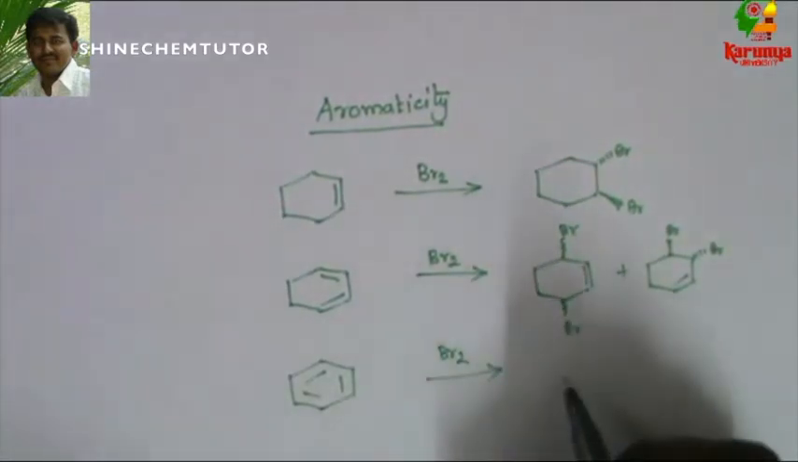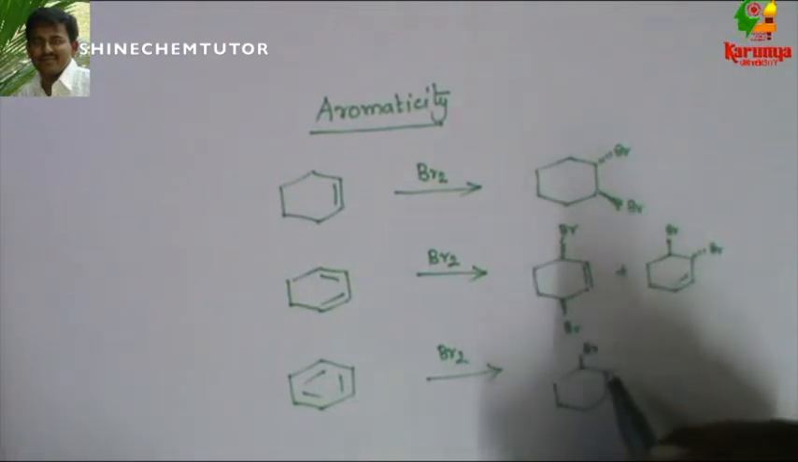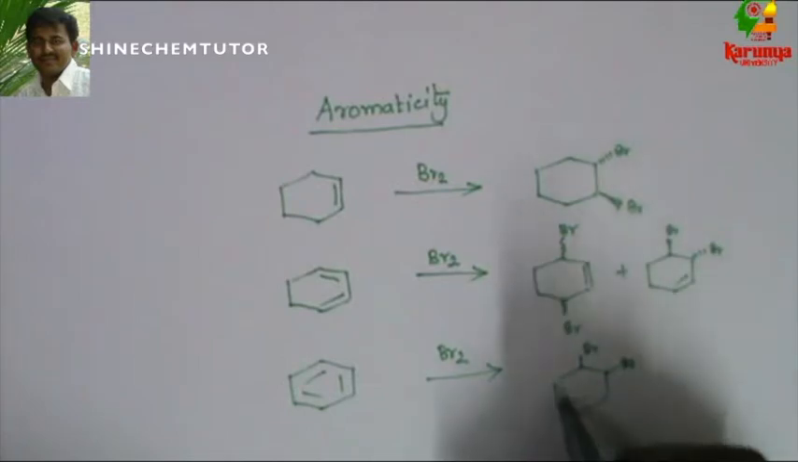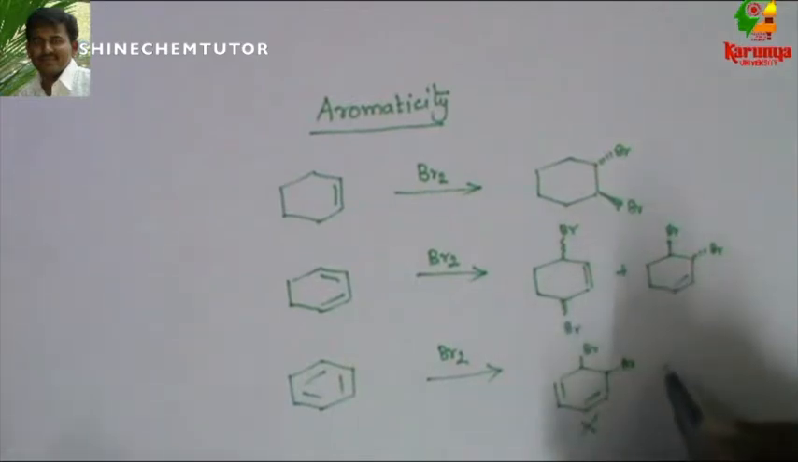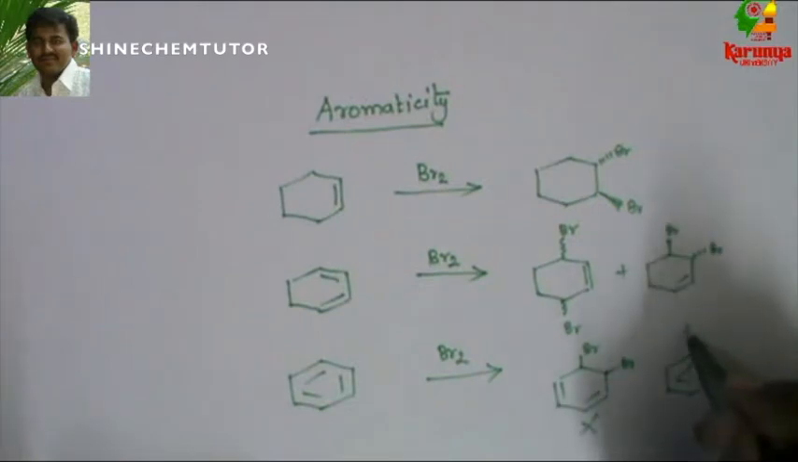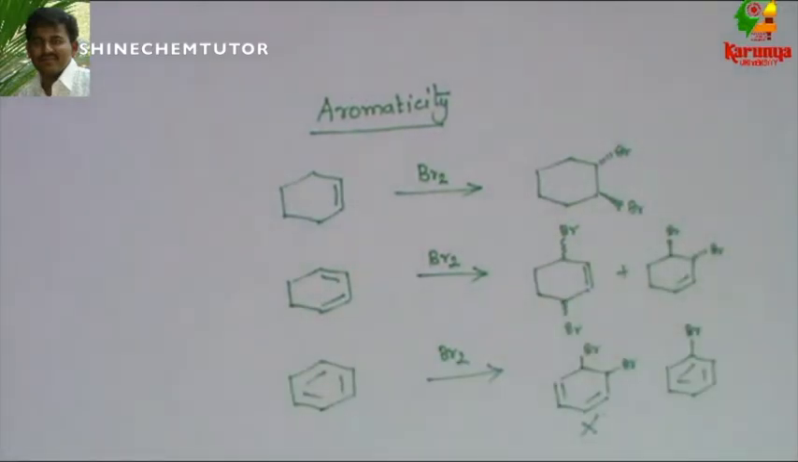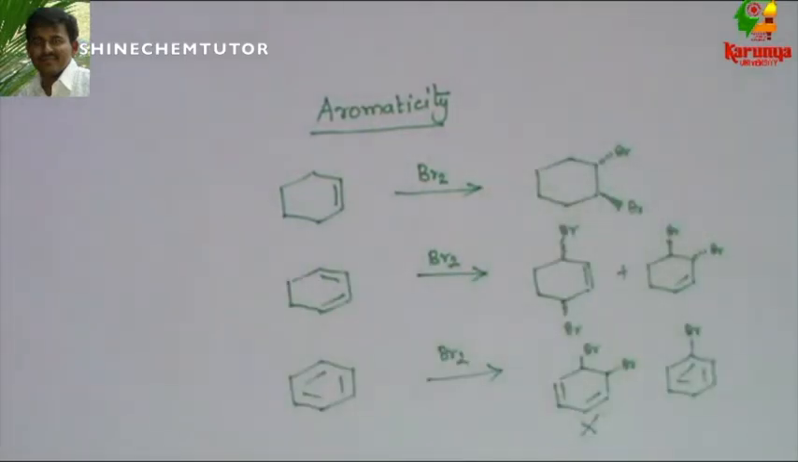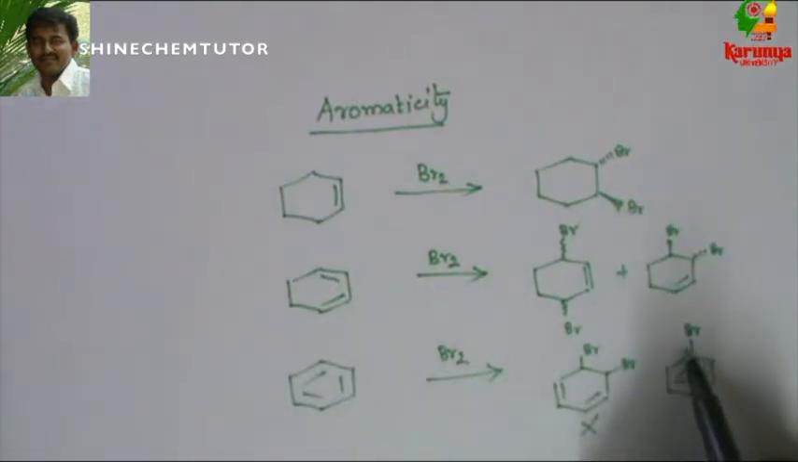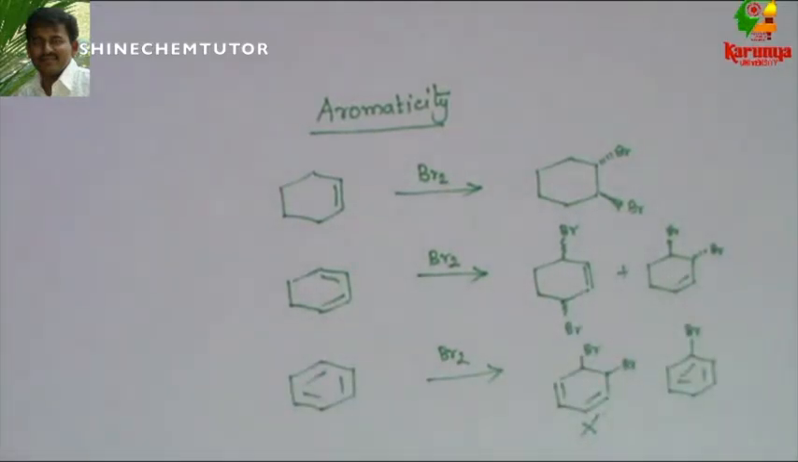The product, what I expect is like this, a dibromide. But this product will not be formed. Instead of that, I get bromobenzene. In the first two examples, two bromine atoms are introduced into a molecule. But in the case of benzene, we get only one bromine atom.